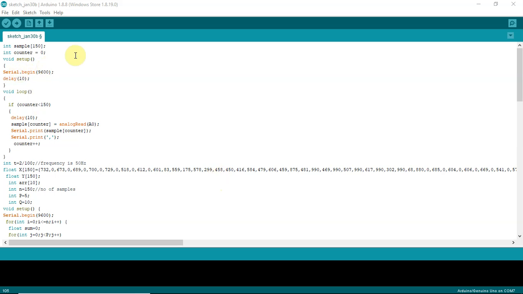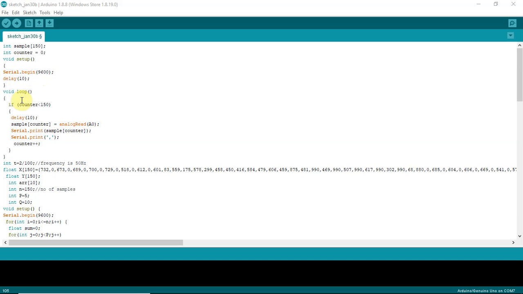Today I'm going to explain how to collect the samples for the PPG sensor to find the heart rate. This is the global declaration for the variables. Initially, the number of samples is 150, which is what we should collect, and the counter is 0. Then we begin with the baud rate of 9600 and a delay of 10 milliseconds.